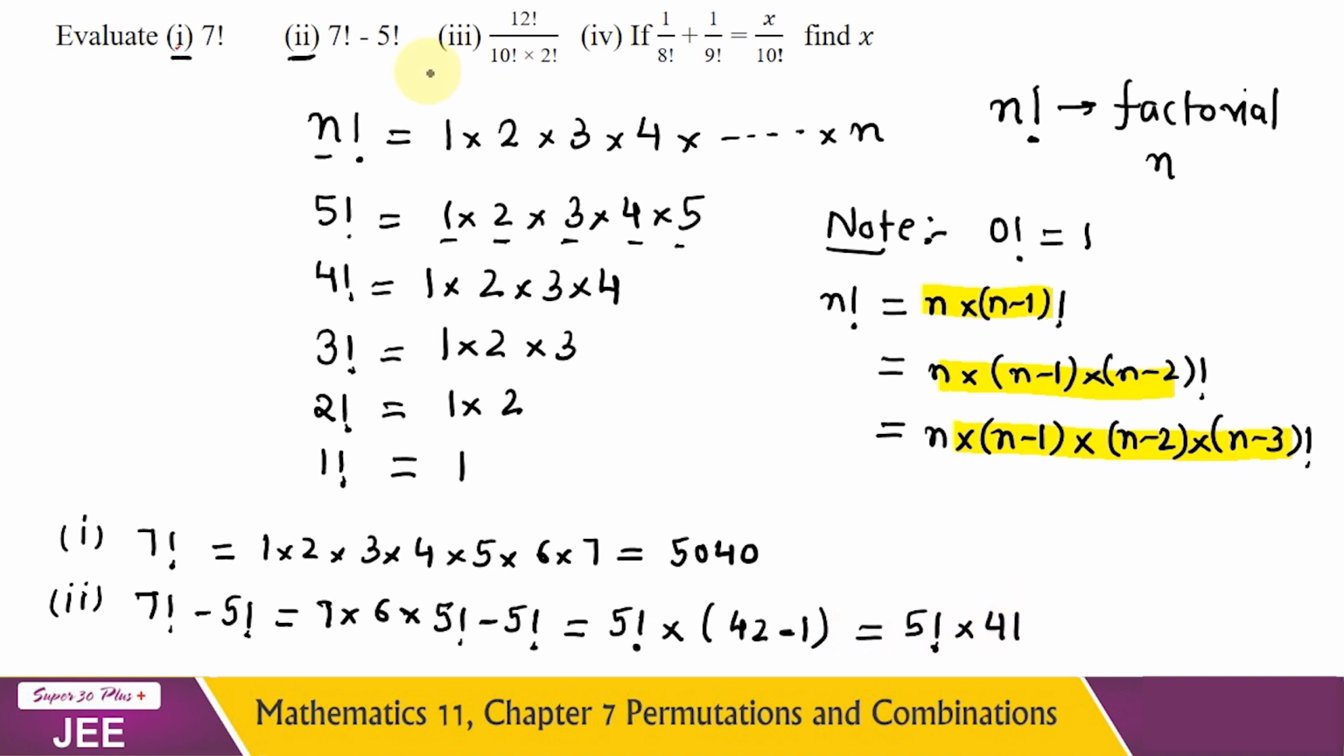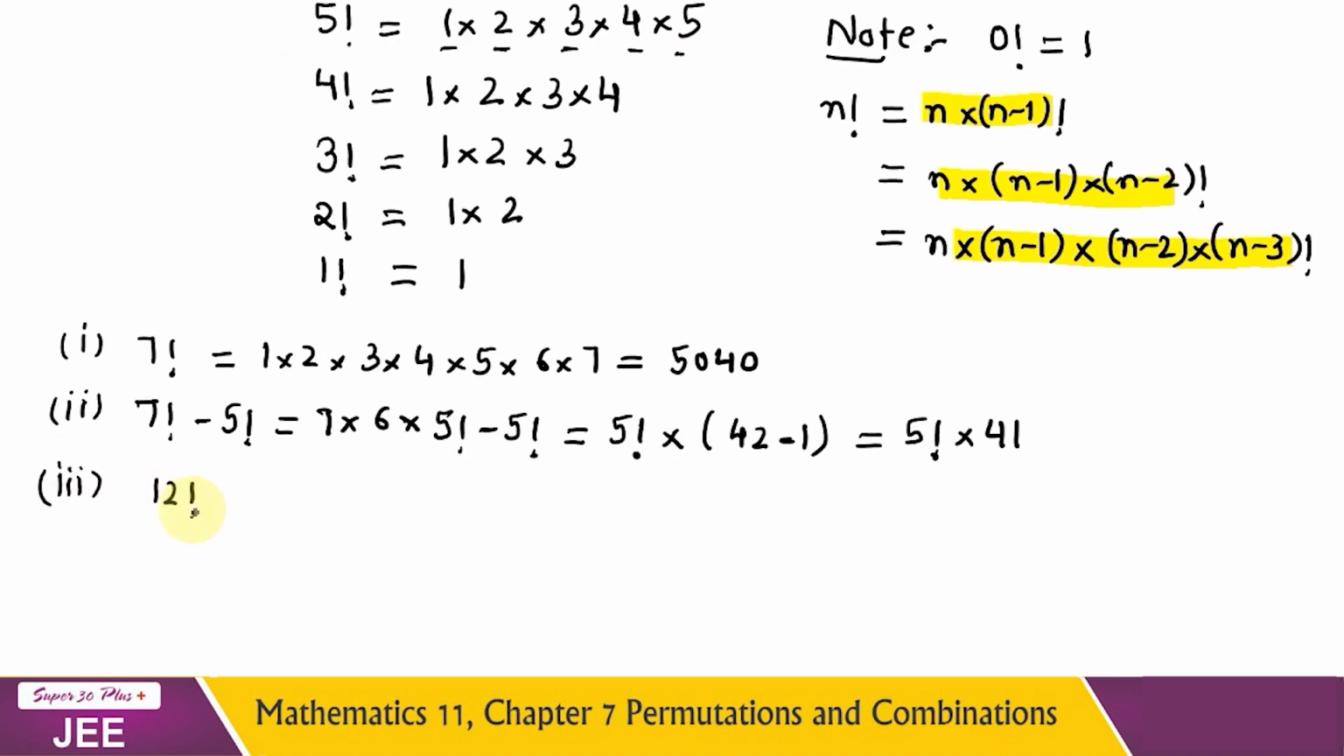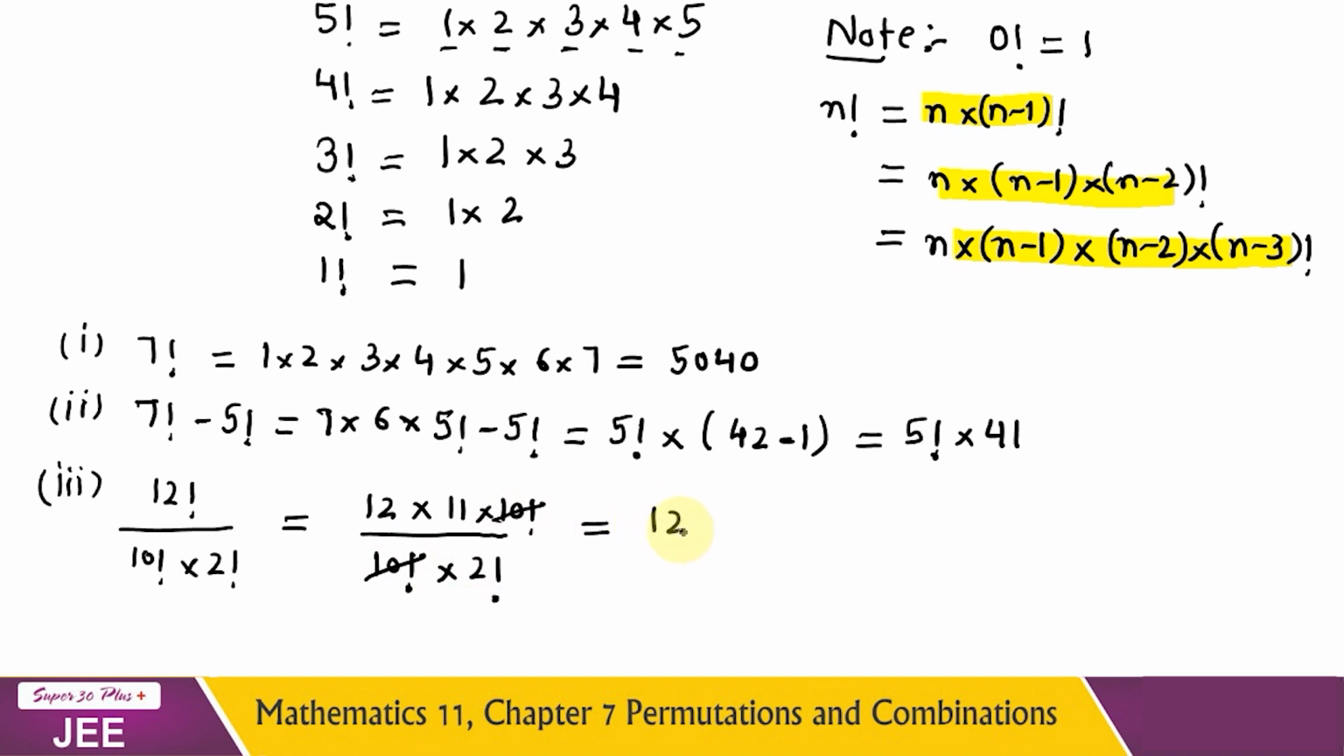Alright, next part says evaluate 12 factorial over 10 factorial into 2 factorial. 12 factorial over 10 factorial multiplied by 2 factorial. So this can be written as 12 into 11 into 10 factorial divided by 10 factorial multiplied by 2 factorial. 10 factorial gets cancelled out, and we are left with 12 into 11 divided by 2, which gives us 6 multiplied by 11 and is equal to 66.